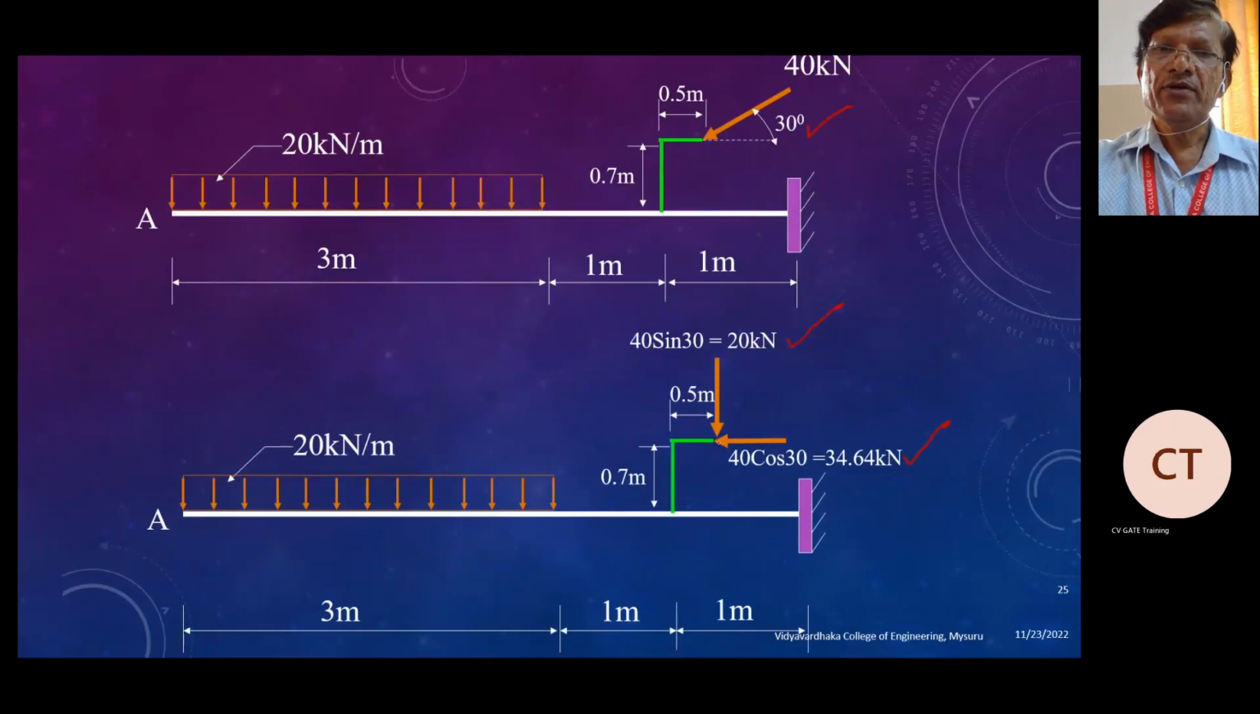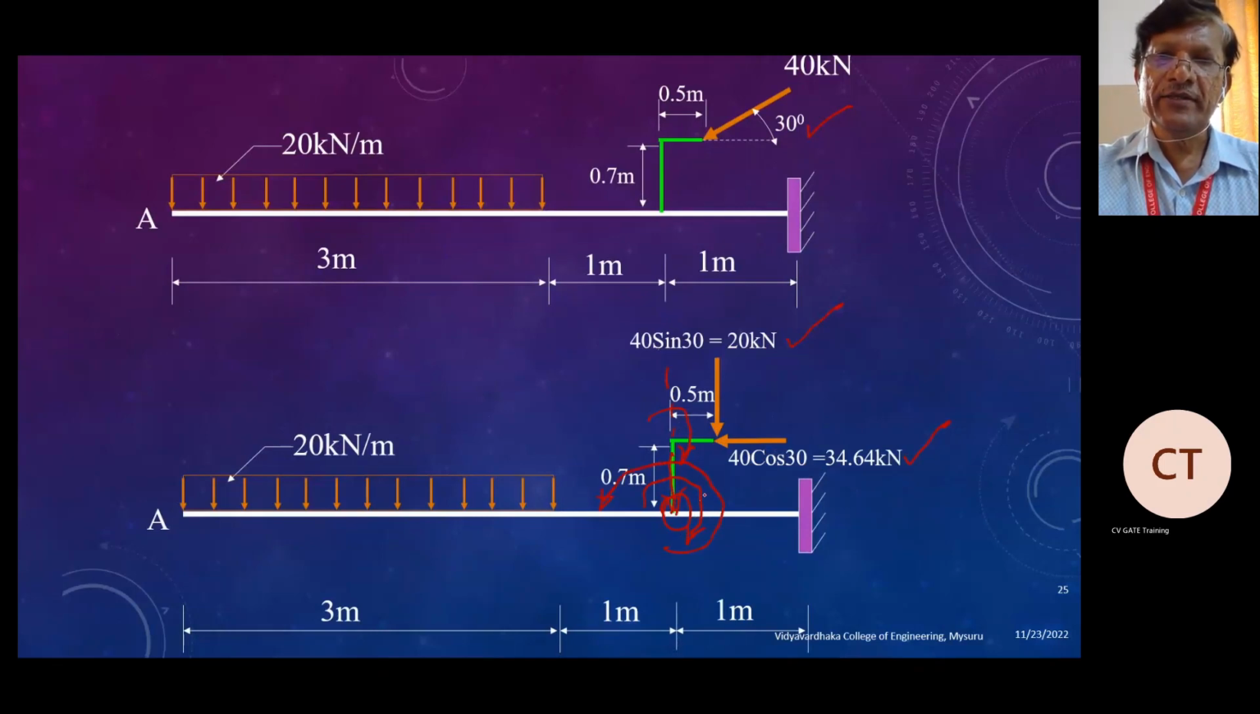Once you resolve, you have to transfer all the forces onto the beam. So how to transfer? The vertical force will come directly, and a moment will be there at this point. The vertical force of 20 kilonewton acts downward and produces a moment in this direction. Another force, 40 cos theta, acts at a distance of 0.7 meter. That moment will act in the anti-clockwise direction, and you also have to consider that moment here.